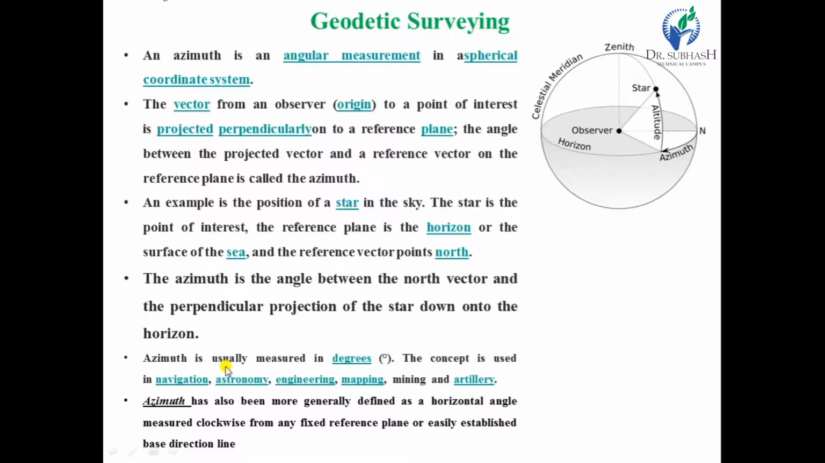Azimuth is usually measured in degrees. The concept is used in navigation, astronomy, engineering maps, mining, and artillery. The azimuth has also been more generally defined as a horizontal angle measured clockwise from any fixed reference plane or easily established base direction line.